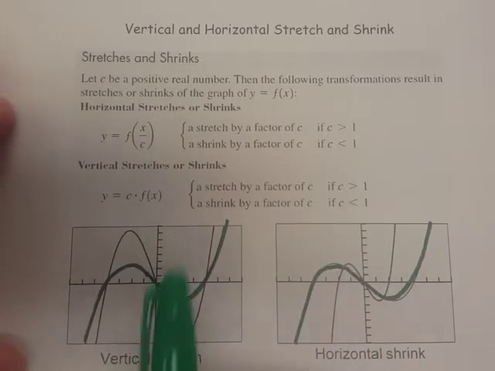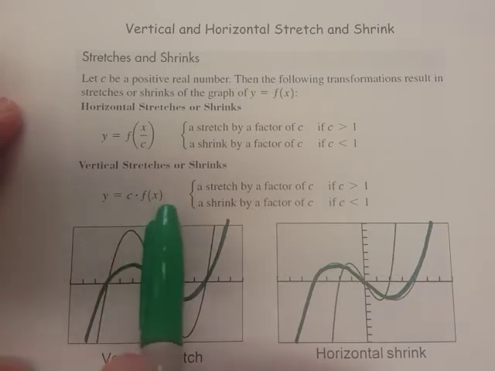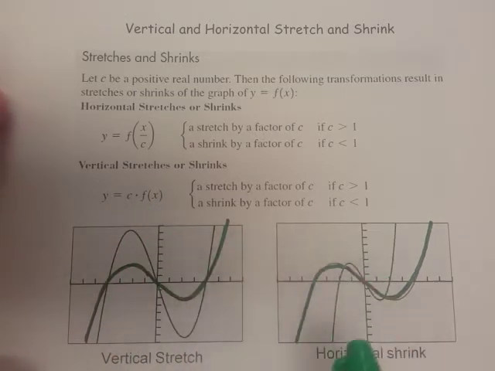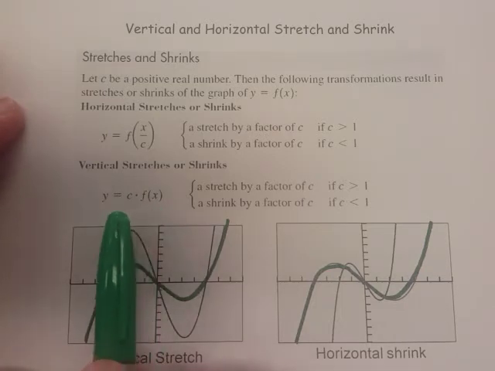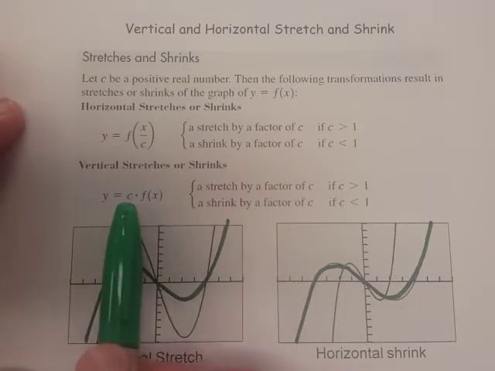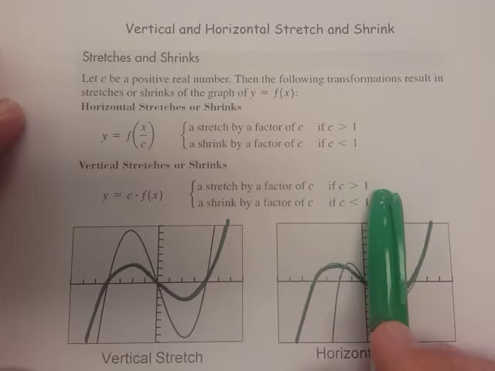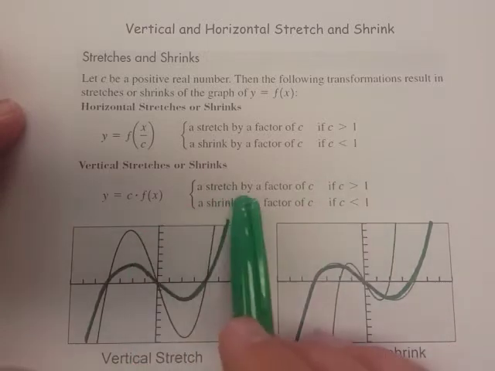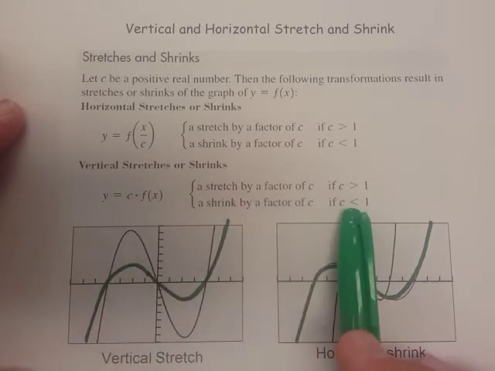And so I want to focus on that mainly, but it's worthwhile taking a look at the vertical ones as well. First, let's start with vertical. All you need to do when you're performing a vertical stretch is multiply the function by a number out in front. If that is a factor larger than 1, if it's a big number, then it does a stretch. If it's a small number, like a fraction, then it does a shrink.